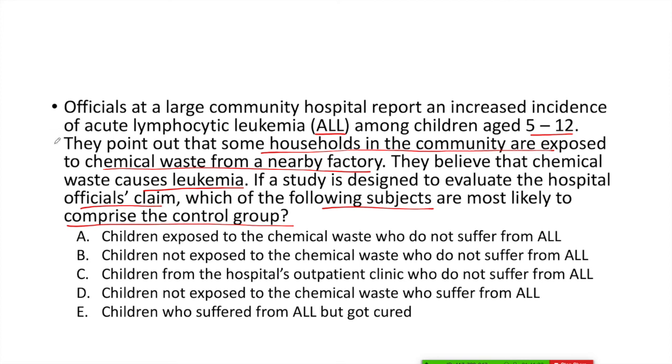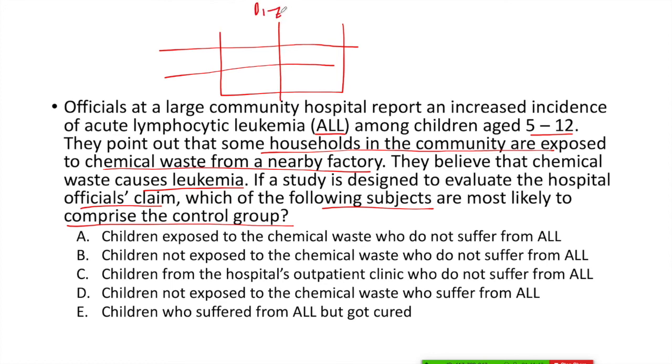In terms of calculating odds ratio, we need to make a chart, right? That's the first thing that we do. So let's make this chart. On top, we are going to have the disease, which is our ALL. Here's our ALL positive people, ALL negative people, okay? On the y-axis, we're going to have our risk factor, which is the chemical waste. So this is exposed positive, exposed negative. And we're going to write in A, B, C, D. Then they give us all of our numbers. We're going to plug it in.